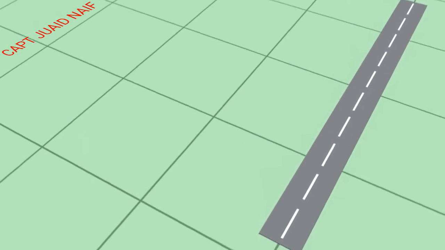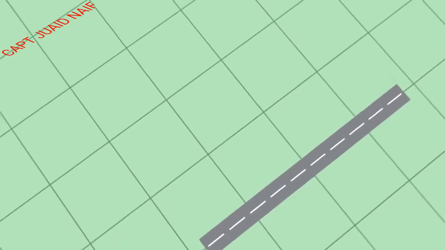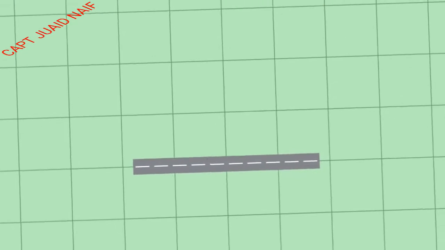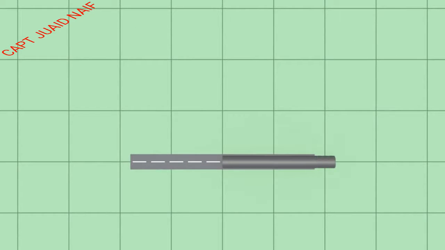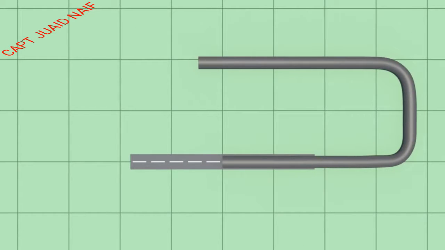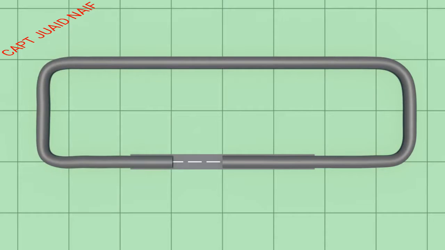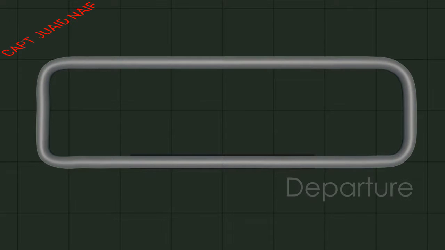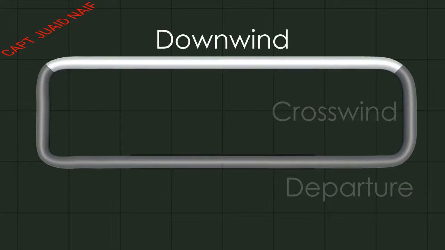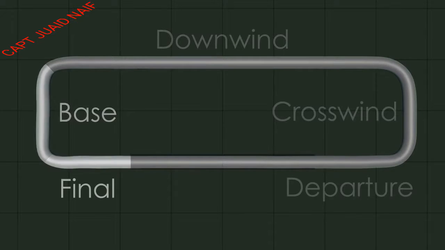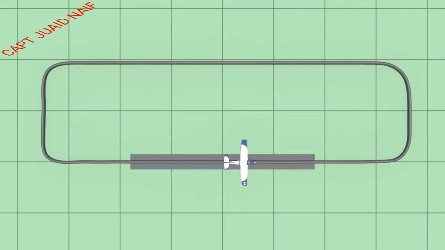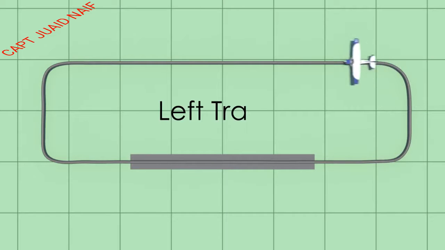The basic traffic pattern is similar at all airports, whether it is controlled by a control tower or a non-towered airport. The traffic pattern consists of a rectangular shape made up of 5 different legs: departure, crosswind, downwind, base, and final. The standard traffic pattern is referred to as left traffic.